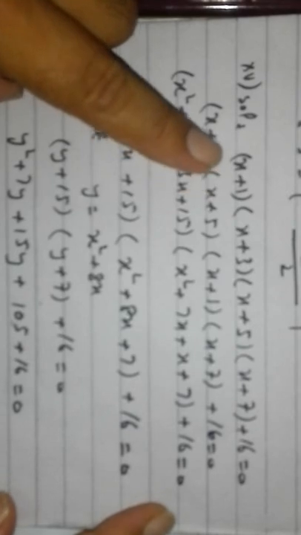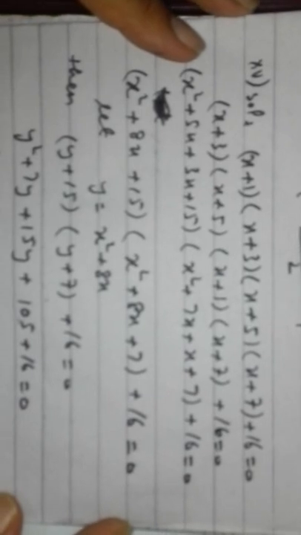Now look at the next part, 15. It is similar to these parts. Look at here, x plus 1, x plus 3, x plus 5 into x plus 7 plus 16 equals to 0. I have solved it for you. Take the screenshot of this and learn it. If there is any problem, then we can discuss it.